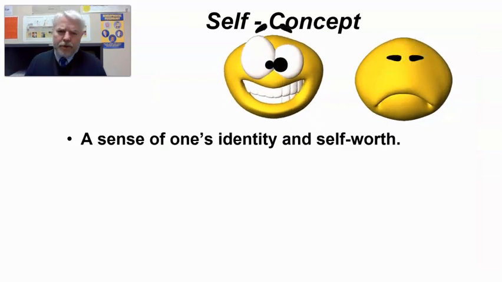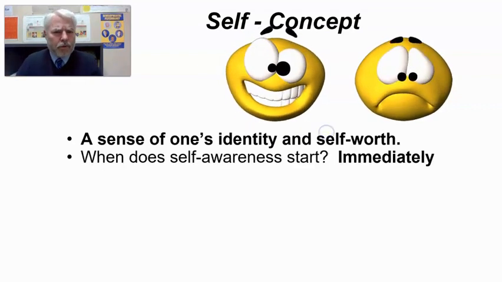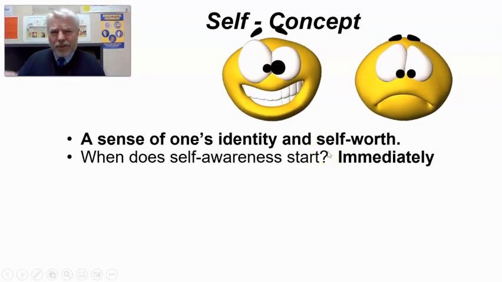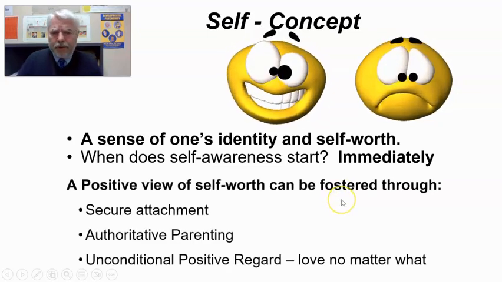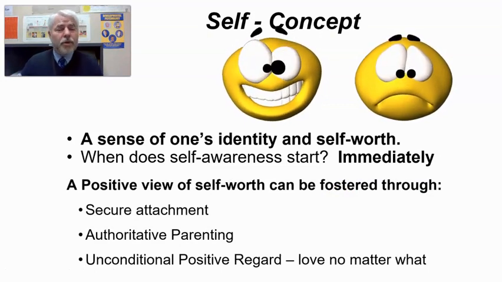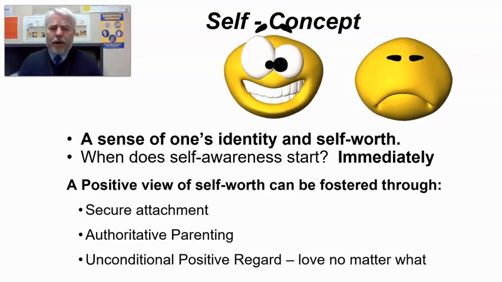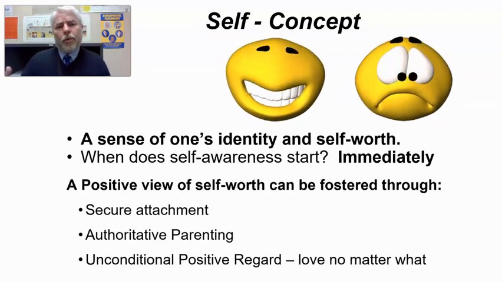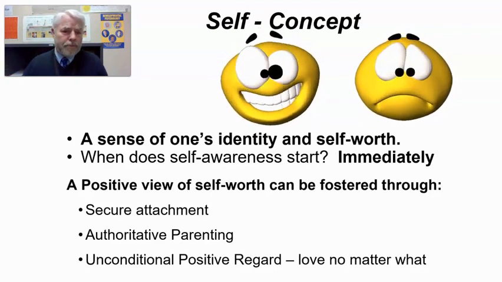So when we're talking about a child's developing self-concept, we're talking about their sense of identity and self-worth. When does it begin? It starts immediately. And that's why understanding these early concepts in attachment and social development are so important. Positive view of self-worth can be fostered by parents through secure attachment, authoritative parenting, and unconditional positive regard for your child. In other words, showing your child that you love them, you're there to help them, and you love them no matter what.